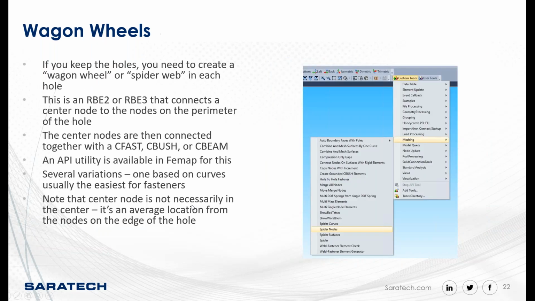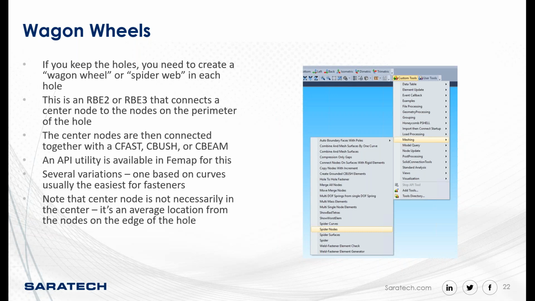So I mentioned wagon wheels and spiders, which are essentially alternate names for the same thing. What it is, is an RBE2 or RBE3 that fills the hole in the mesh and connects all the nodes on its perimeter to a single node at the center that you can then attach. And there are actually 4 different API functions to do this: spider curve, spider node, spider surfaces, and then just plain old spider. And so you can somewhat automate creating these things fairly quickly.